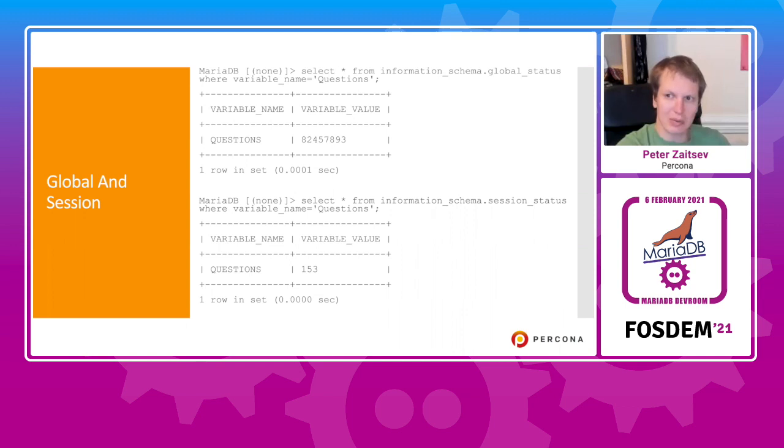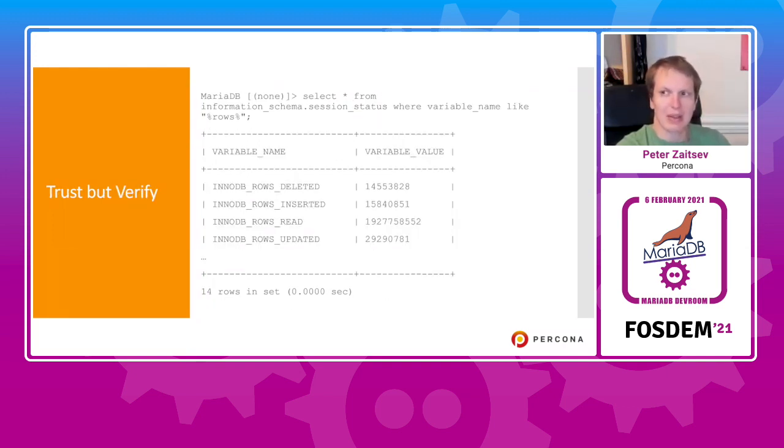In a global scope, you can see the number is very large because that instance has been running for a long time and processed a lot of queries. Though if you look at a session scope, it's just slightly more than 100. That's how many queries the given session I am running executed. Not that many.